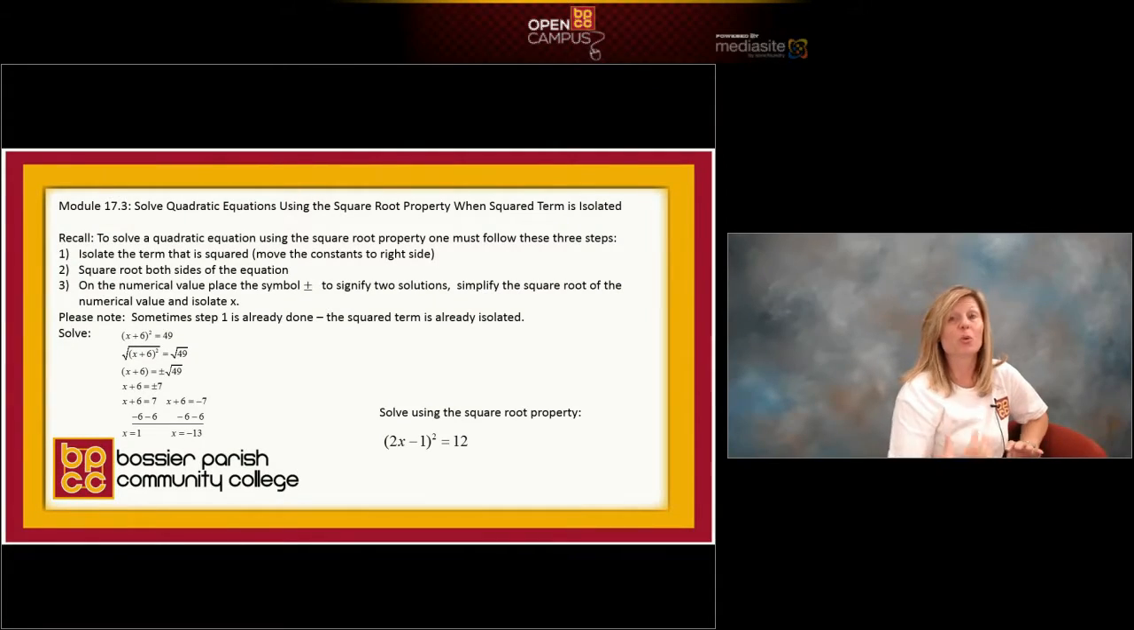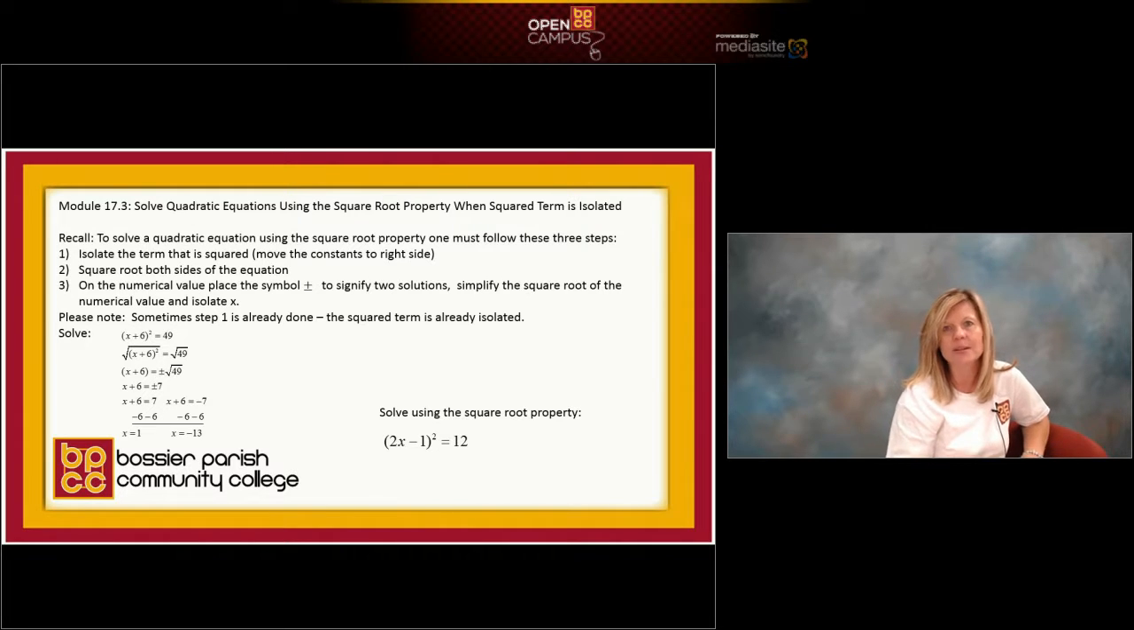Hey everybody, so when we're solving a quadratic equation using the square root property, we always have 3 steps, which you need to memorize. Isolate the term that's squared, square root both sides, put a plus or minus on the right side to show 2 solutions, and simplify your root.